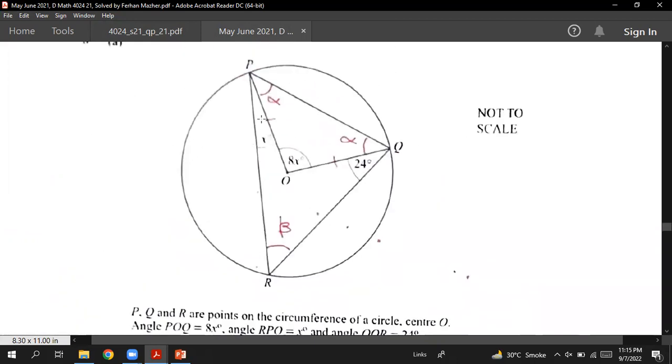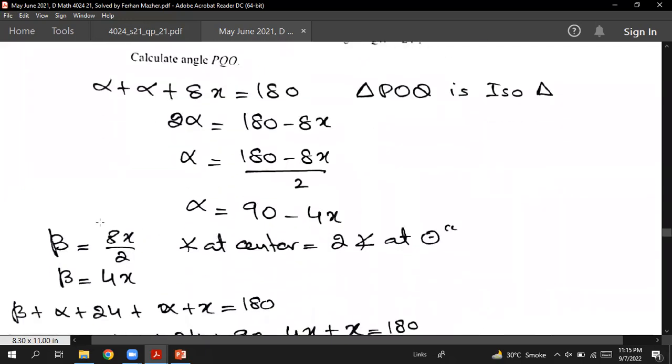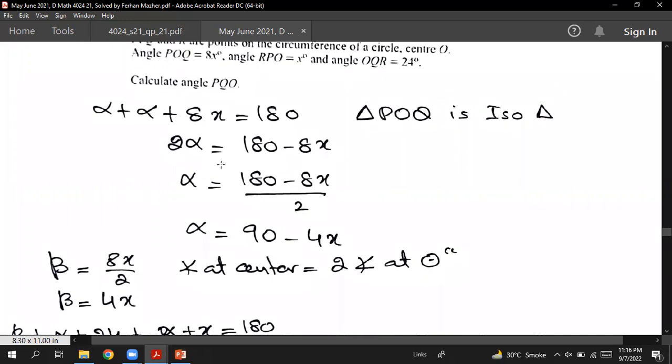In the same way, because this is radius, let me call this angle alpha. This angle is also alpha. They are the base angles of the isosceles triangle. So alpha plus alpha plus 8x will be equal to 180. So 2 alpha will be equal to 180 minus 8x. So alpha will be 180 minus 8x, the whole thing divided by 2. And the alpha will be 90 minus 4x.